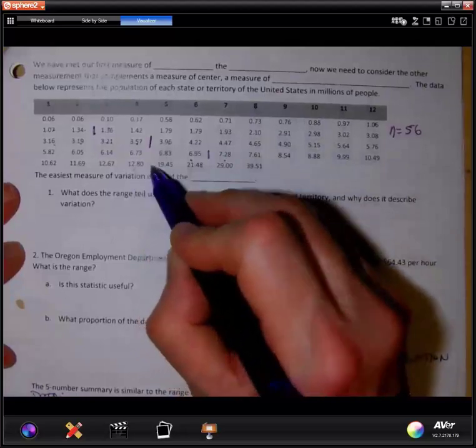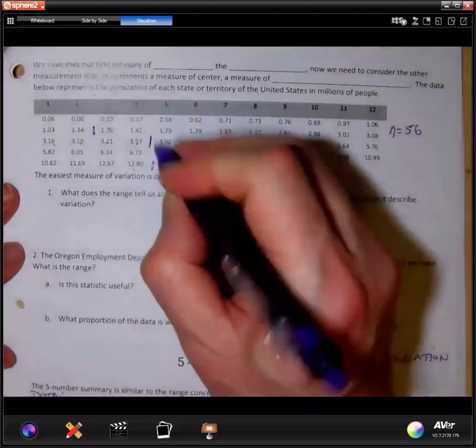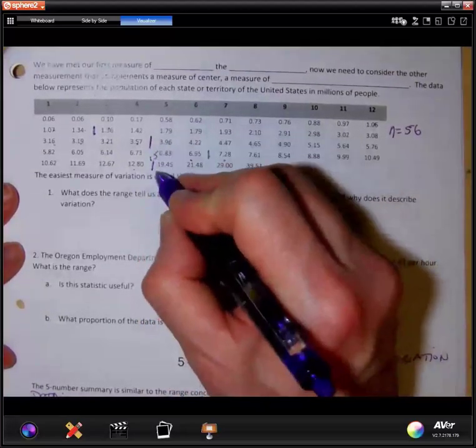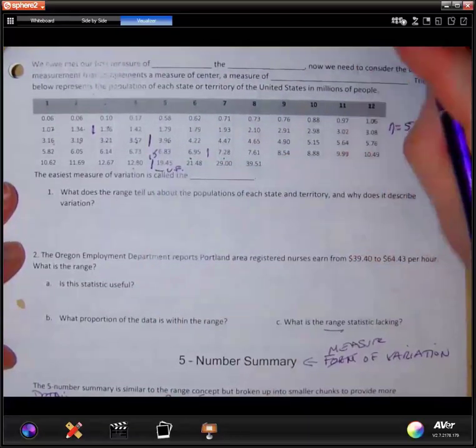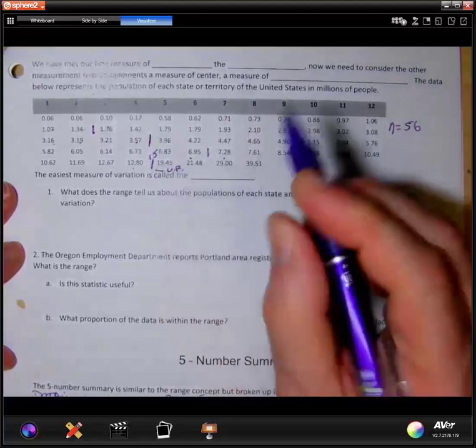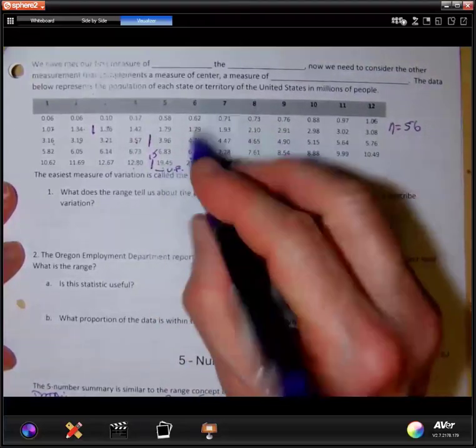15.76. 12 is right here. Here's the 15, so I'm just abbreviating it by 15. This is the location of the upper fence. I'm going to call it UF, upper fence. That means anything greater than it is an outlier. So this 19.45 is an outlier.